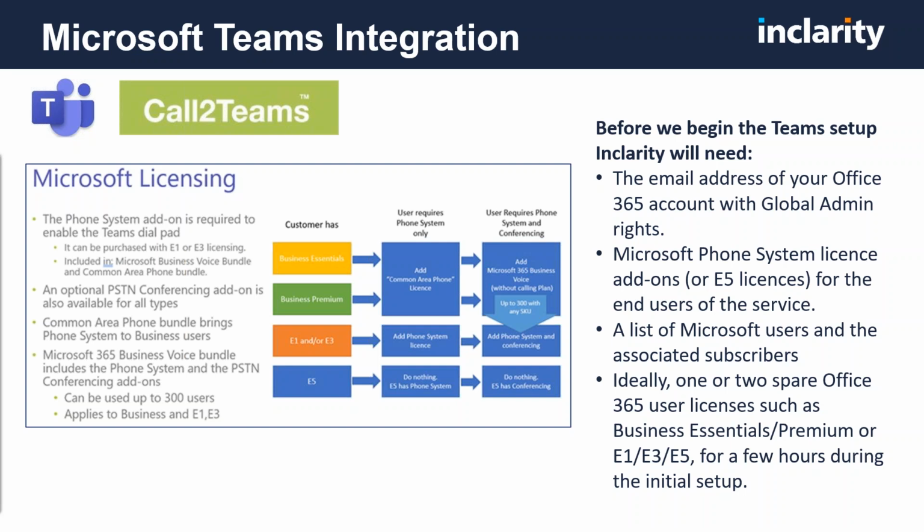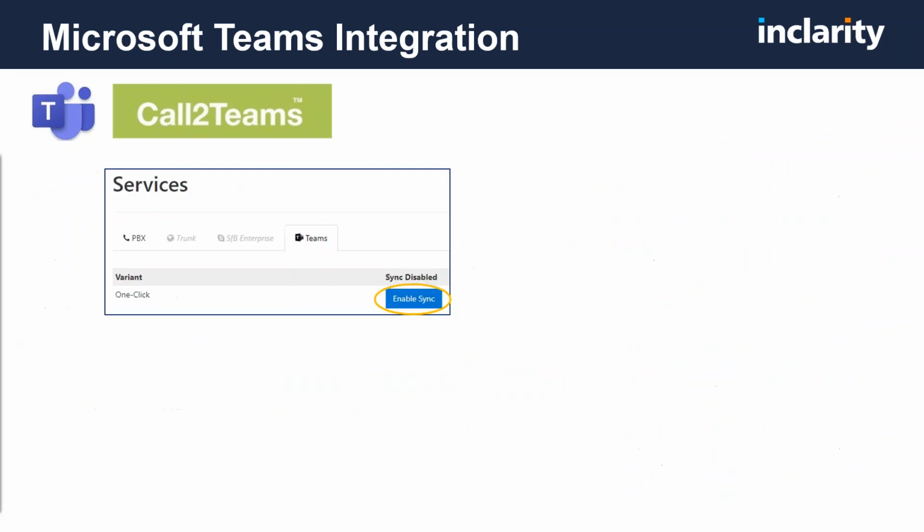So what we will do is set you up on our Call2Teams portal. This is why we need the global admin user. Once we've created you as a site or a customer on that portal, the admin user will receive an email with a link on it. Please go to this link and it will take you to our Call2Teams portal. Their first step is just to go to the services page, click on the links tab, the Teams tab, and click Enable Sync. What this does is enable the first step of the integration.